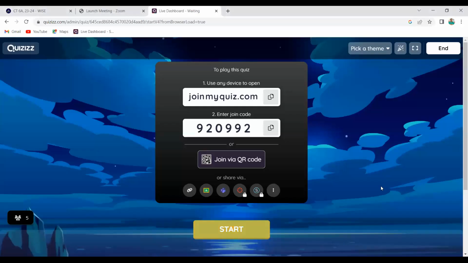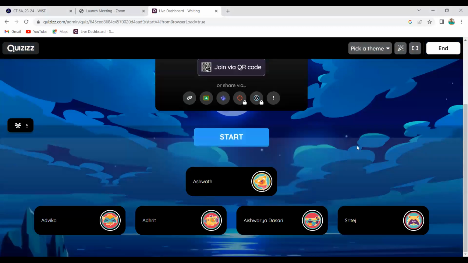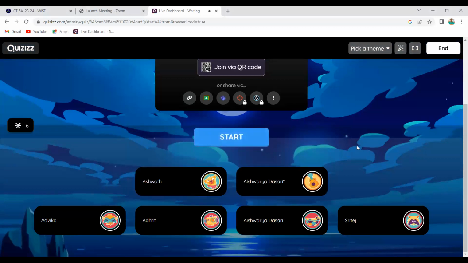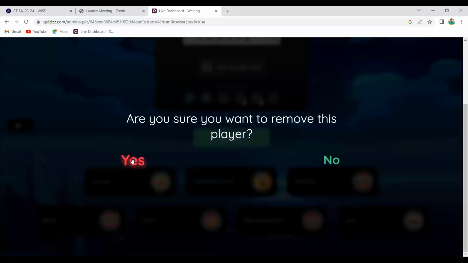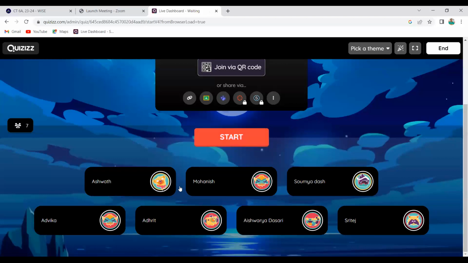Yeah, children, please join quickly for the quiz. I can see five of my students have joined: Advika, Adrit, Aishwarya, Sritej. Yes, Ashwath. Why is Aishwarya trying to join? Can I remove one? Which one should I remove, Aishwarya? Ma'am, you can remove anything. Shall I remove the down one or the up one? Okay, ma'am, up one. I think almost all my kids have joined. Soumya, dear, please join fast. Soumya, Monish, Ashwath, Adrit, Advika, who else? Ma'am, I can't play the second one, so can I join again?